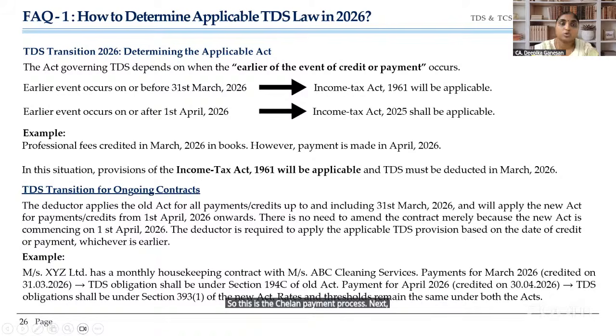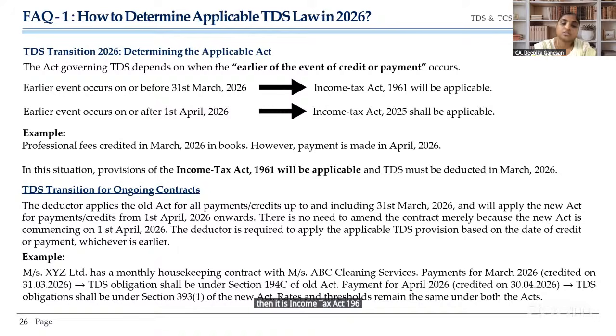Next, we are moving on to FAQs. Now there are certain questions, like how to determine the applicable TDS law for 2026. It depends upon the earlier of the event. It is credit or payment, whichever is earlier. Suppose the earlier event occurs before 31st March, then it is Income Tax Act 1961.